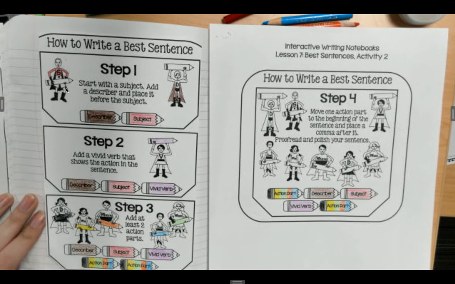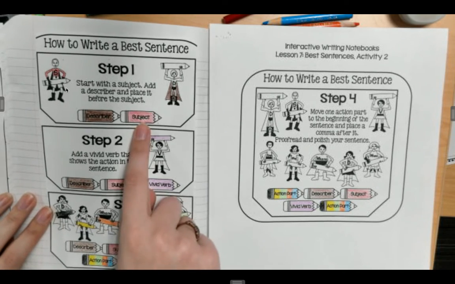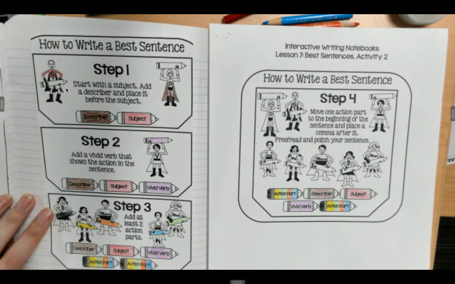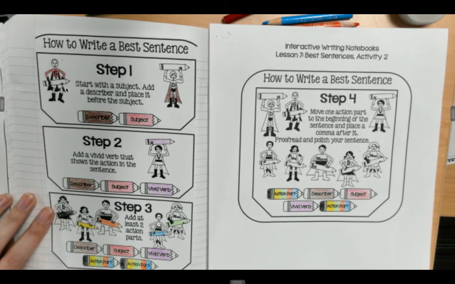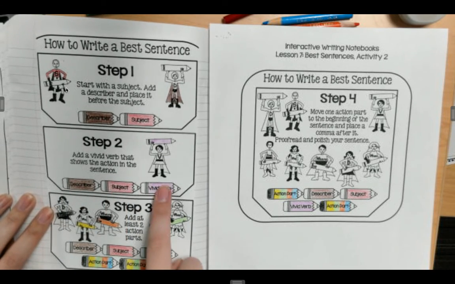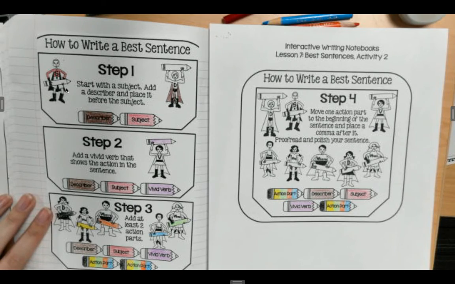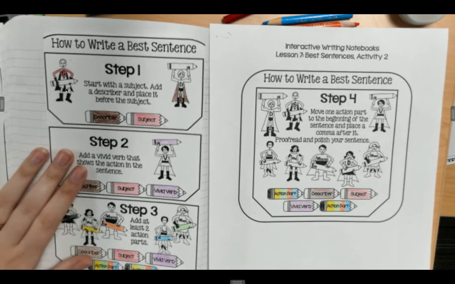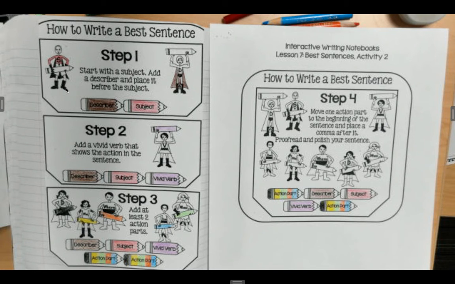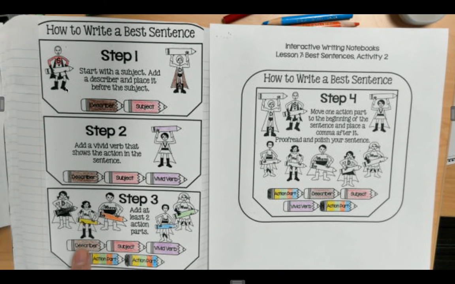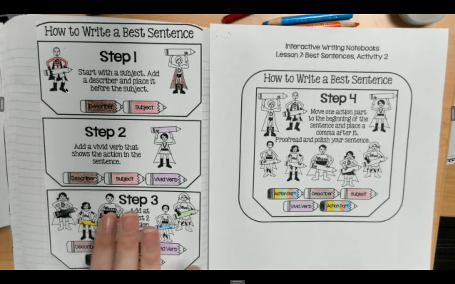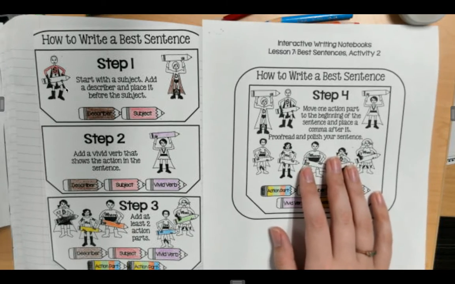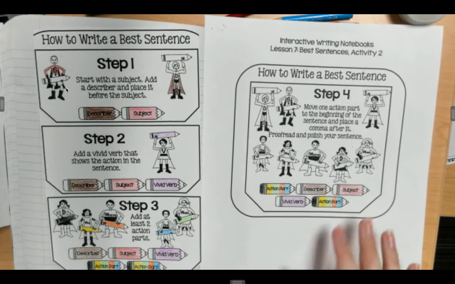So step 1, start with a subject, add a describer, and place it before the subject. Step 2, add a vivid verb that shows the action in the sentence, just like we've been doing. Now we have describer, subject, vivid verb. Step 3, add at least 2 action parts. These are our better sentences with these 2 action parts: describer, subject, vivid verb, action part, action part. These are better sentences right here, but we're not done. We move on to step 4 to get best sentences.